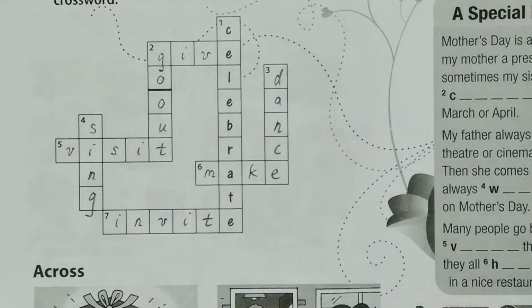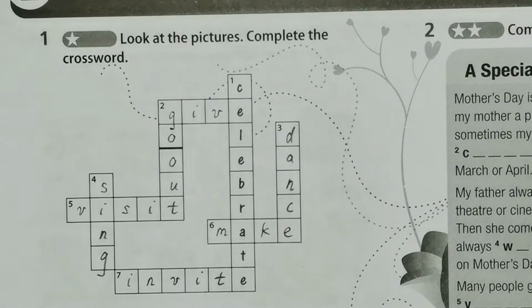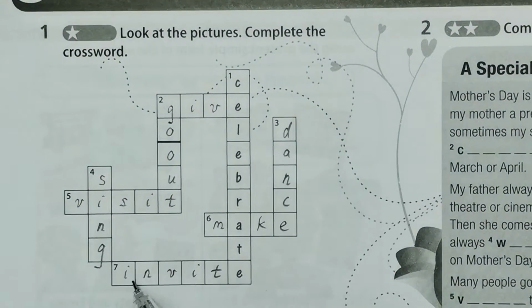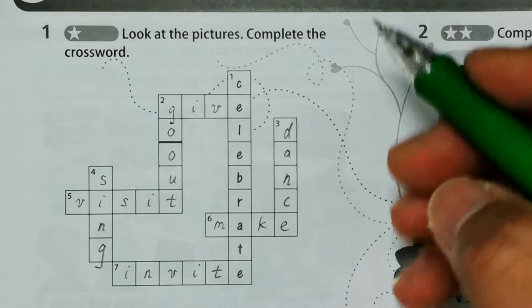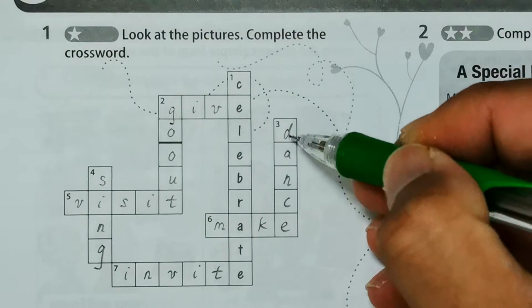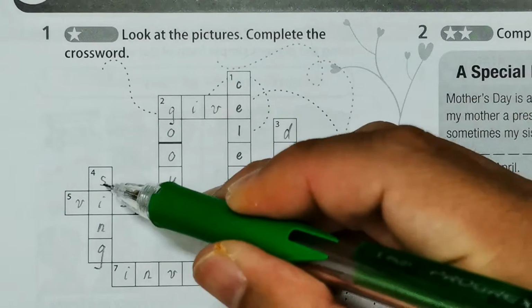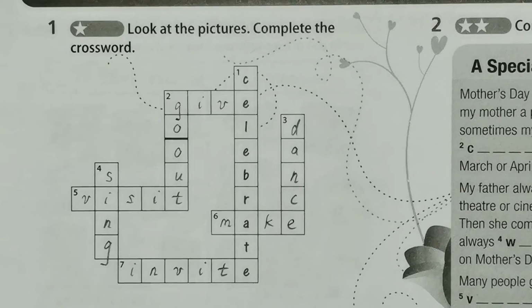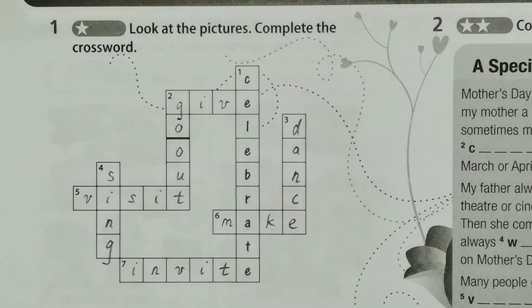Maybe I maximize it a bit. So we have give, visit, invite, make. And then we have celebrate, dance, go out, and sing. Next we move on to activity 2.